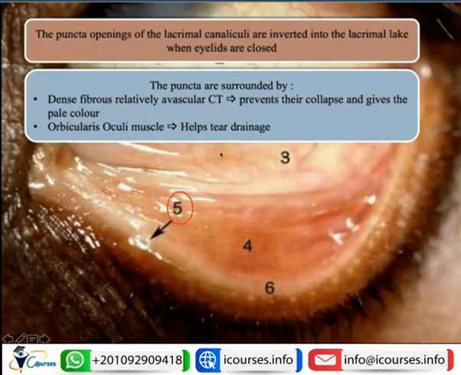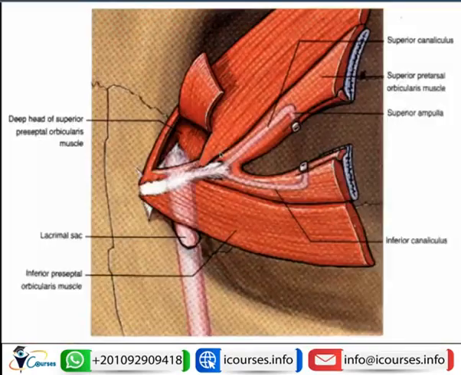Also the orbicularis oculi, as we mentioned, helps the tear drainage by its pars lacrimalis. Here is the orbicularis oculi, the lacrimal part, surrounding the canaliculi and the puncta. By this part, the lacrimal pump mechanism acts and helps in the tear drainage.